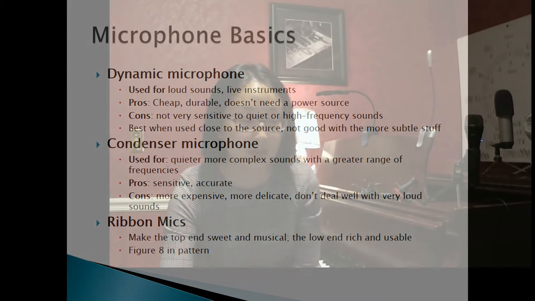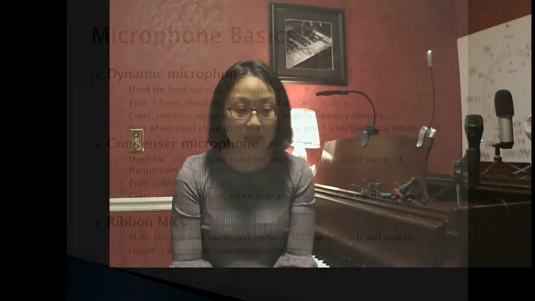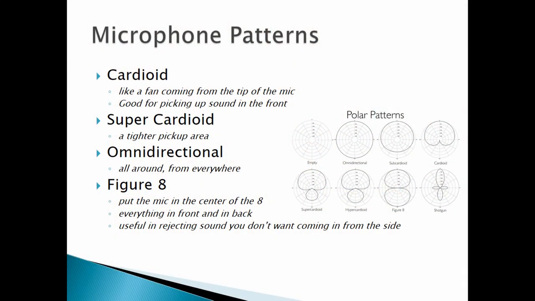So what are the microphone patterns? If you look at this slide, I have included a picture to show you the range for the different types. There are four different types. They're very common. The first one is called cardioid. It's kind of like a fan coming from the tip of the mic. They're good for picking up sound in the front.